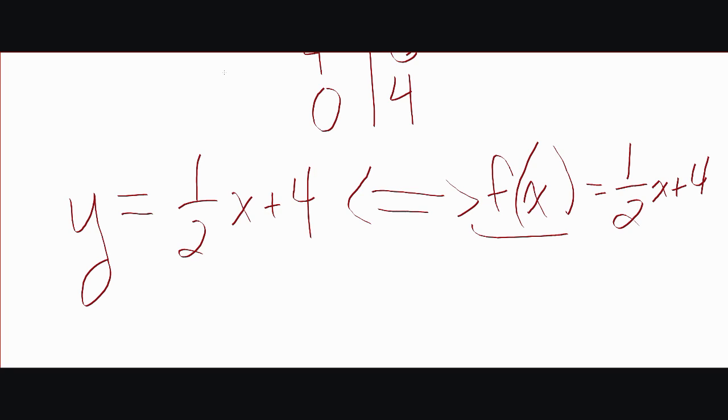F of x is equal to x squared. F of x is equal to whatever. That is how we can define functions, as the relationship between two variables, one of which is the input, the other is the output. So guys, this is functions.